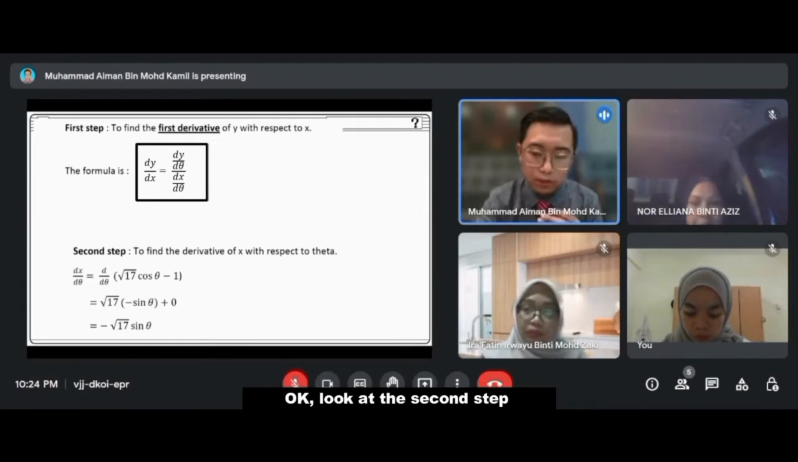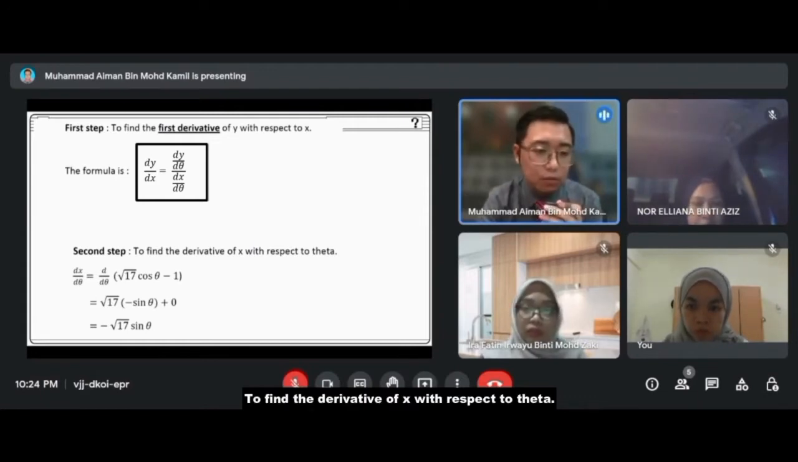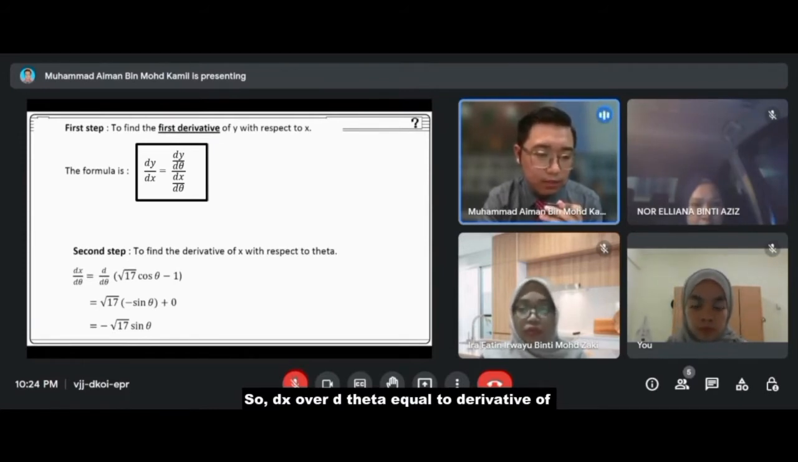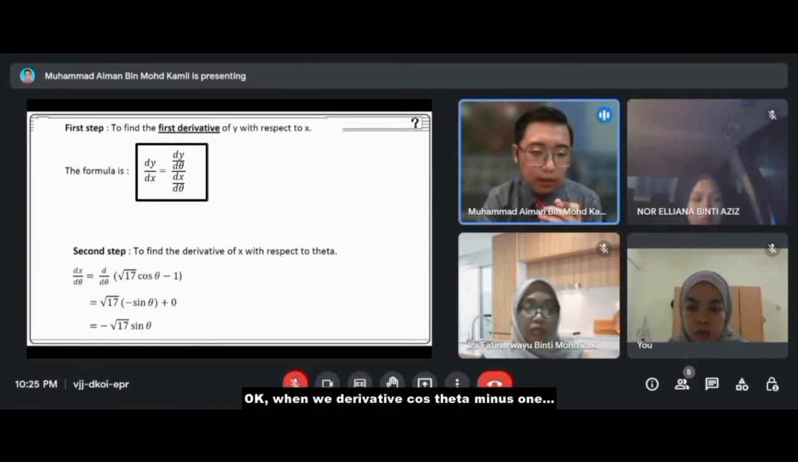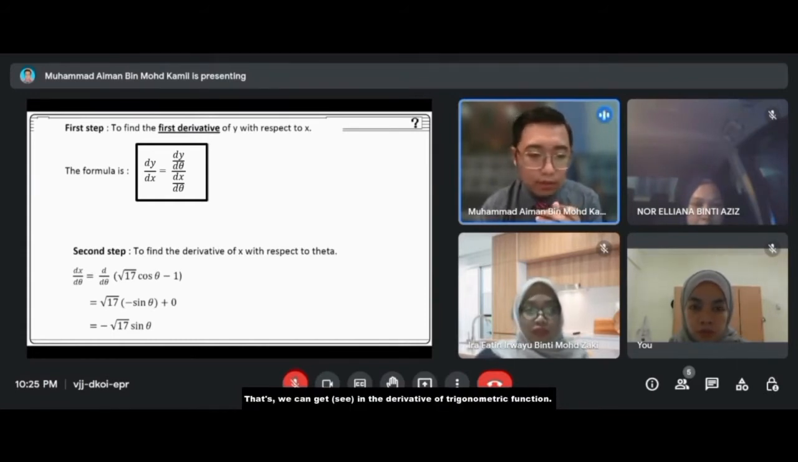Look at the second step, to find the derivative of x with respect to theta. So dx over d theta equals the derivative of square root 17 cos theta minus 1 with respect to theta. When we differentiate cos theta minus 1, it becomes negative sine theta plus 0. That's what we get from the derivative of a trigonometric function.